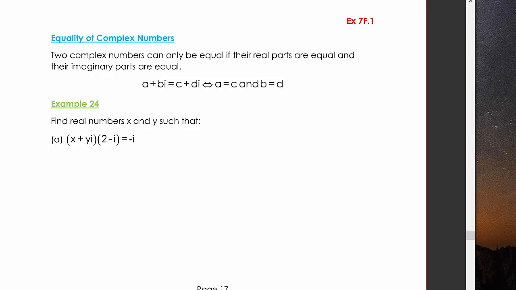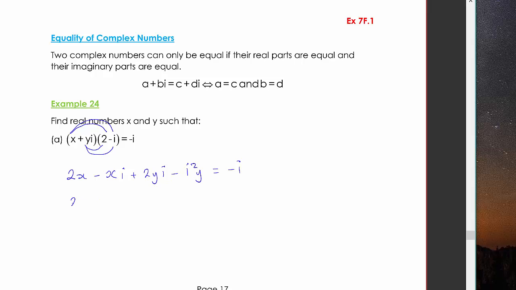So on the left here we just need to expand out. So what do we get? We're going to get 2x, take away xi, plus 2yi, minus i squared y. That's all got to be equal to negative i. So the i squared, of course, is negative 1.